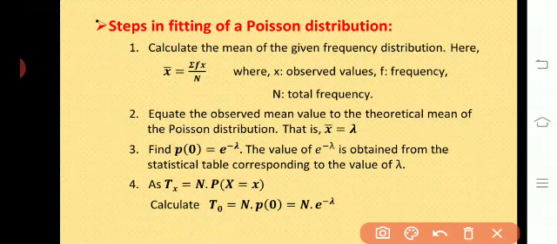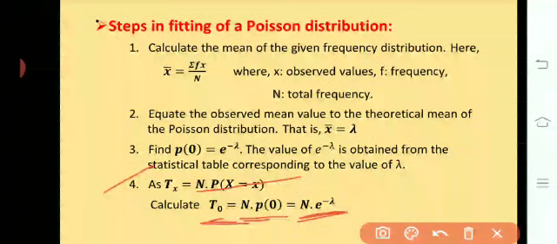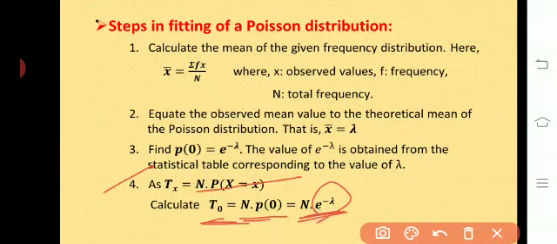Then the fourth step is, as Tx is equal to capital N into P of x, to calculate T0, which is T0 equal to N into P of 0. That is N into e raised to minus lambda. If you want T0, then calculate N into e raised to minus lambda, where N is the total frequency and e raised to minus lambda you will get in the Poisson distribution table for the value of lambda.